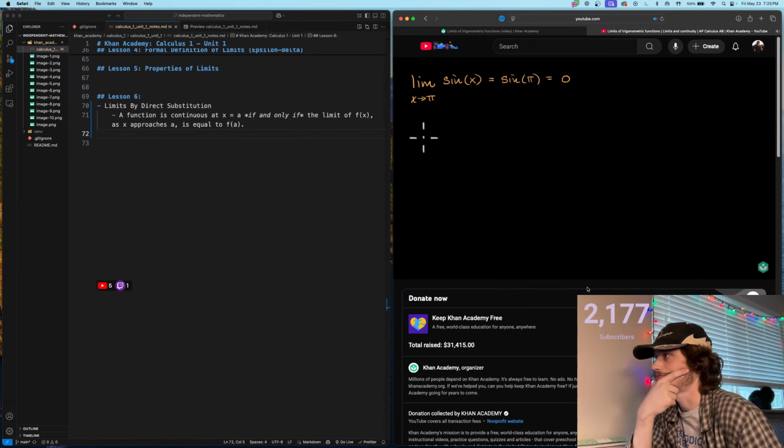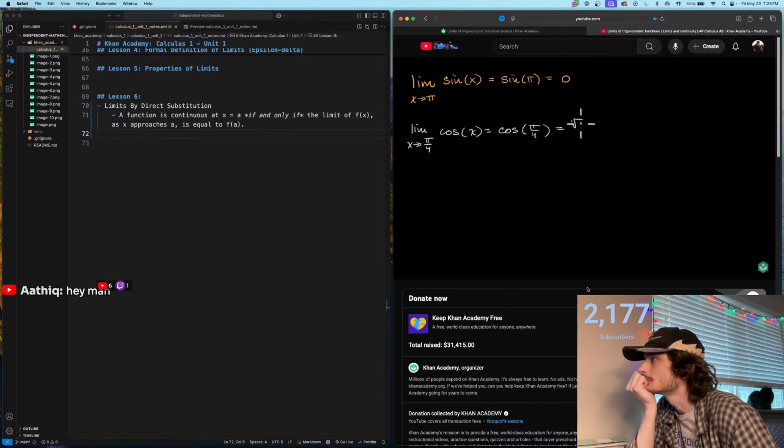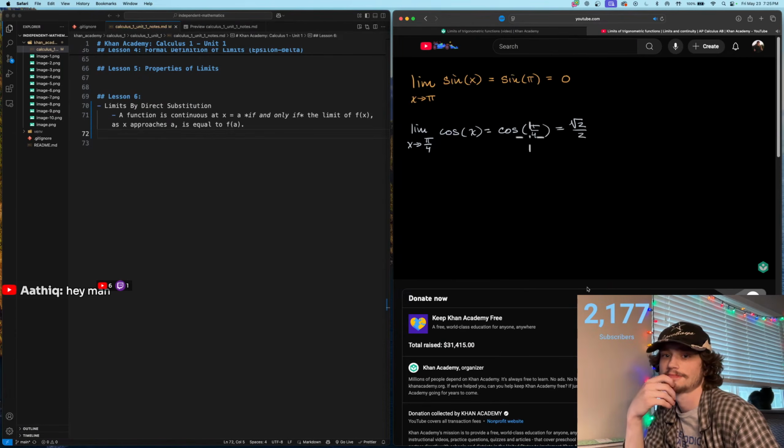And we could do a similar exercise with cosine of x. So if I were to say, what's the limit as x approaches, I'll just take an arbitrary angle, pi over 4 of cosine of x. Well, once again, cosine of x is defined for all real numbers. It's also continuous. So this limit is just going to be cosine of pi over 4. And that is going to be equal to square root of 2 over 2. This is one of those useful angles to know the sine and cosine of. If you think in degrees, this is a 45-degree angle.